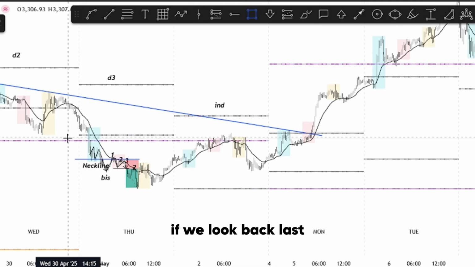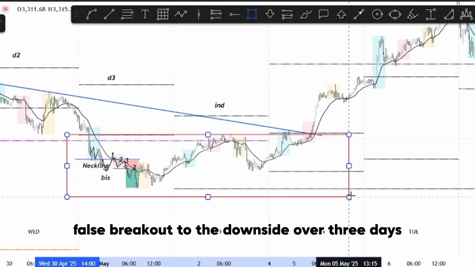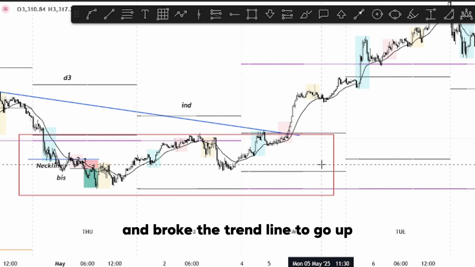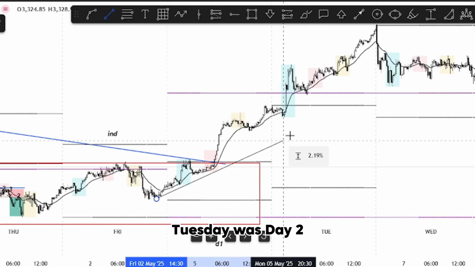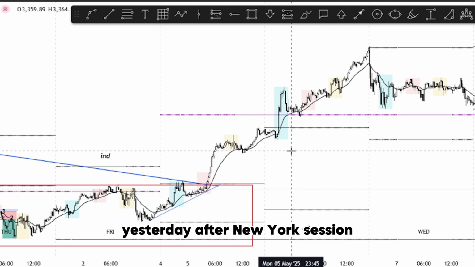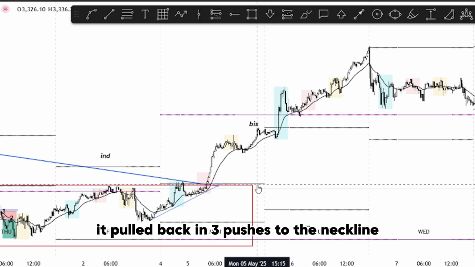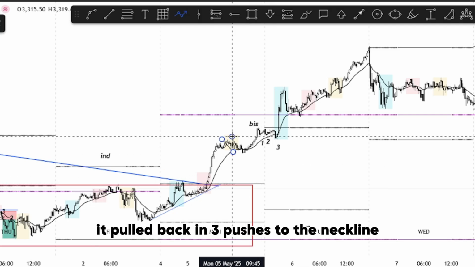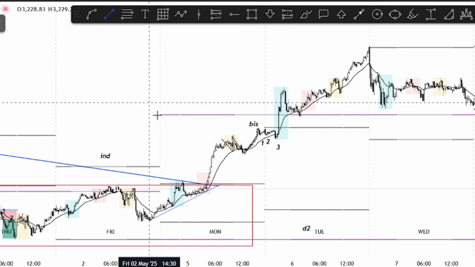If we look back, price actually made a bigger false breakout to the downside over 3 days, and it broke the trend line to go up. So we call it day 1 to the upside. Tuesday was day 2. Let's draw the trend line first. Yesterday after New York session, price made a clear and strong BIS upside, and before Asian session, it pulled back in 3 pushes to the neckline of this W formation.